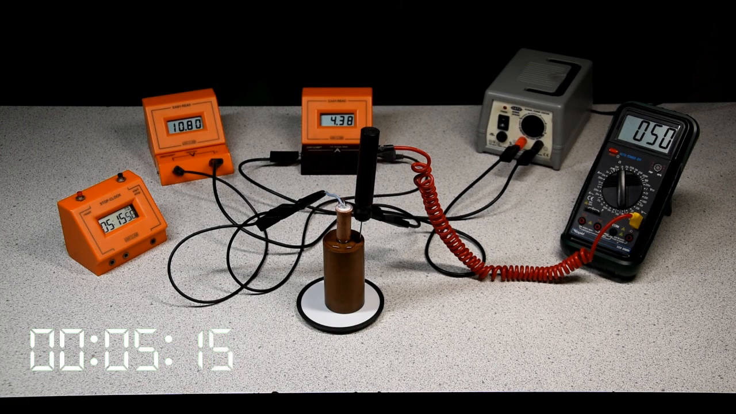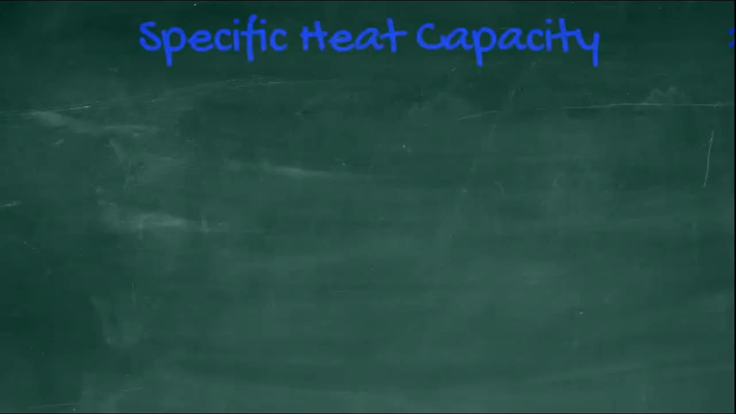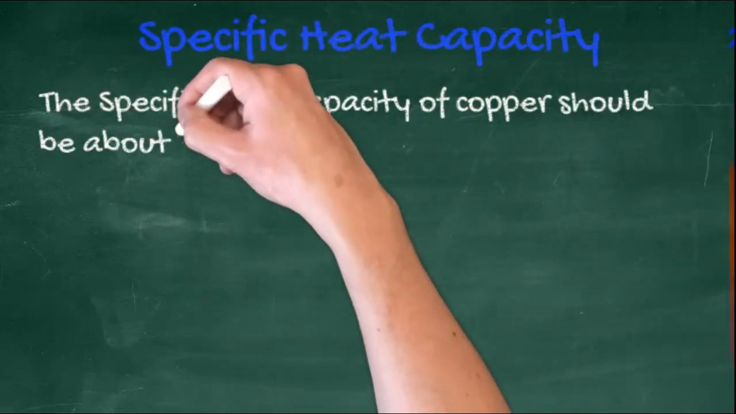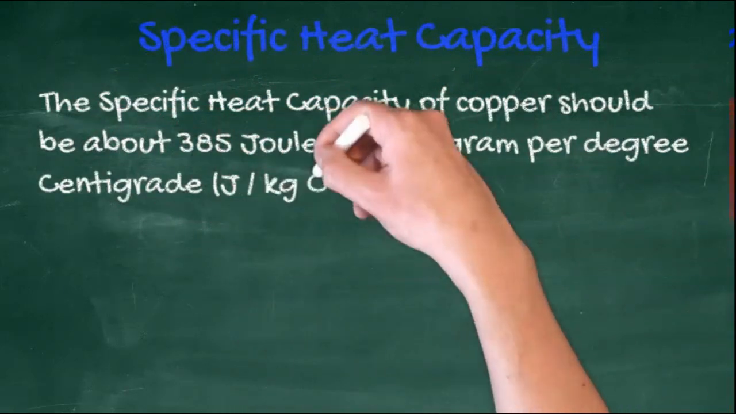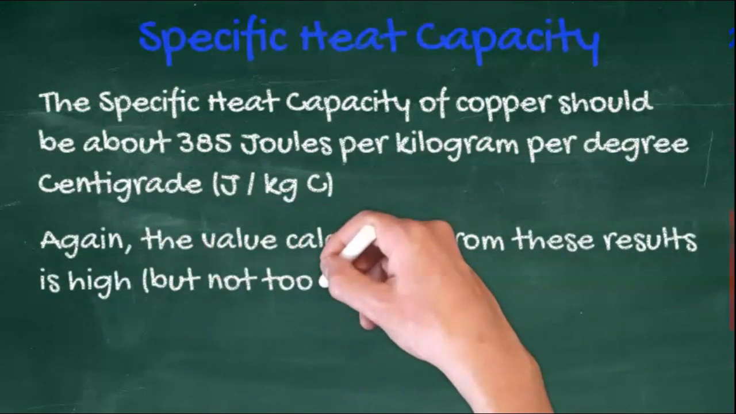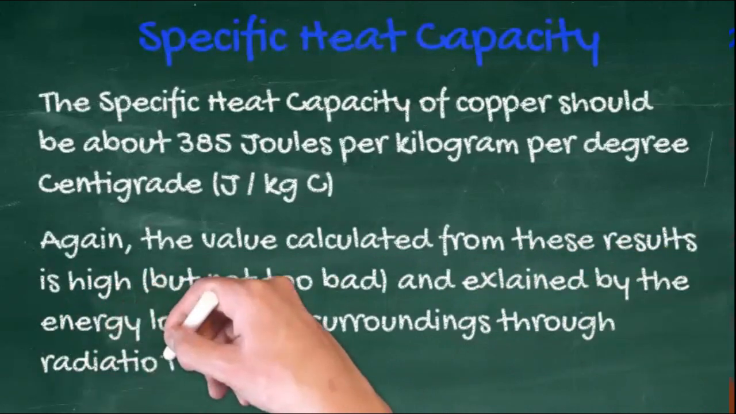We know that the mass of the copper block was 1 kilogram, so we have all the information needed to calculate the specific heat capacity of copper. This value should be about 385 joules per kilogram per degree Celsius. Again, the value calculated from these results is high, but it's not too bad, and it can be explained by the energy lost to the surroundings again.